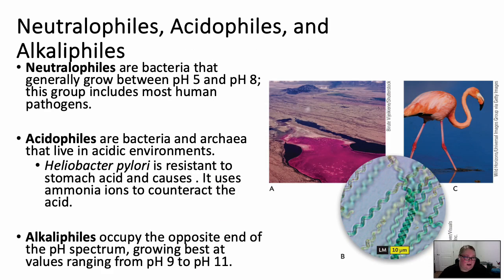As I said, neutrophils typically grow between a pH of 5 and a pH of 8. All human pathogens are going to be neutrophils. So human pathogens are neutrophils and mesophiles. Important things to remember. Acidophiles are the bacteria and archaea that live in acidic environments.